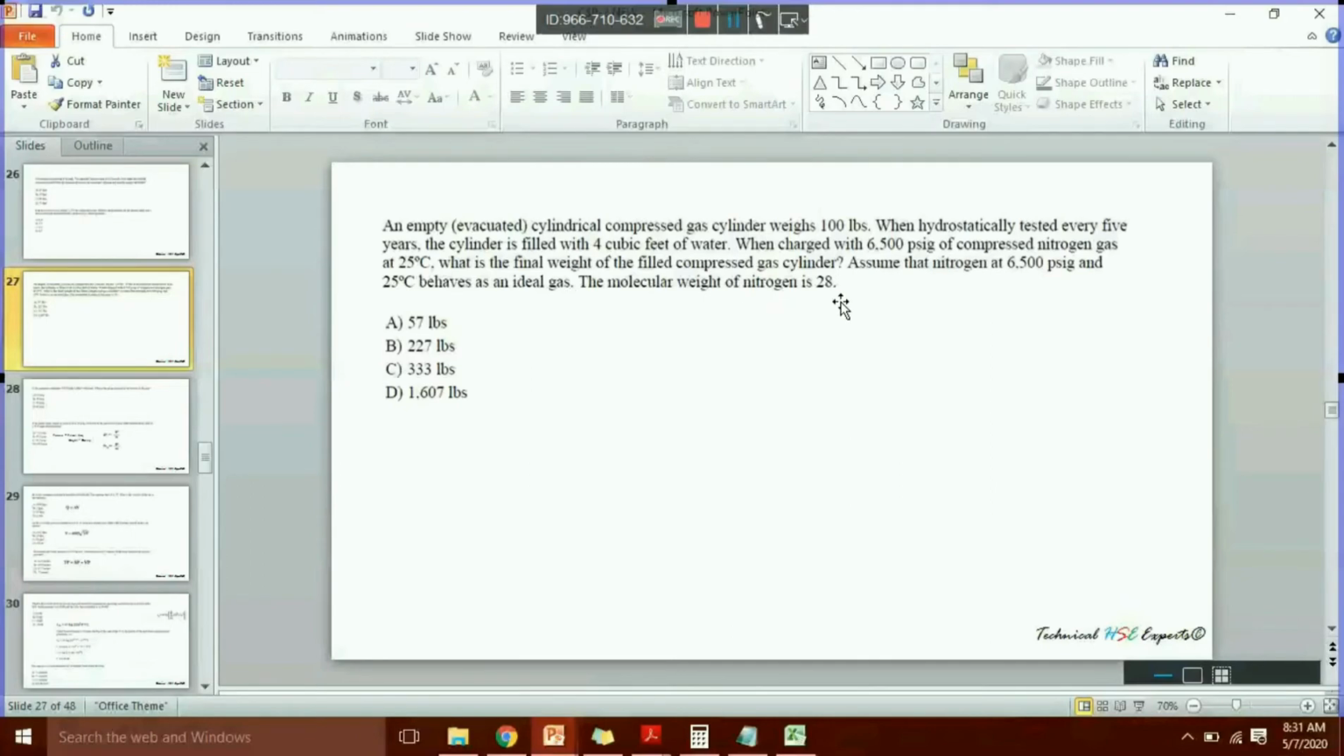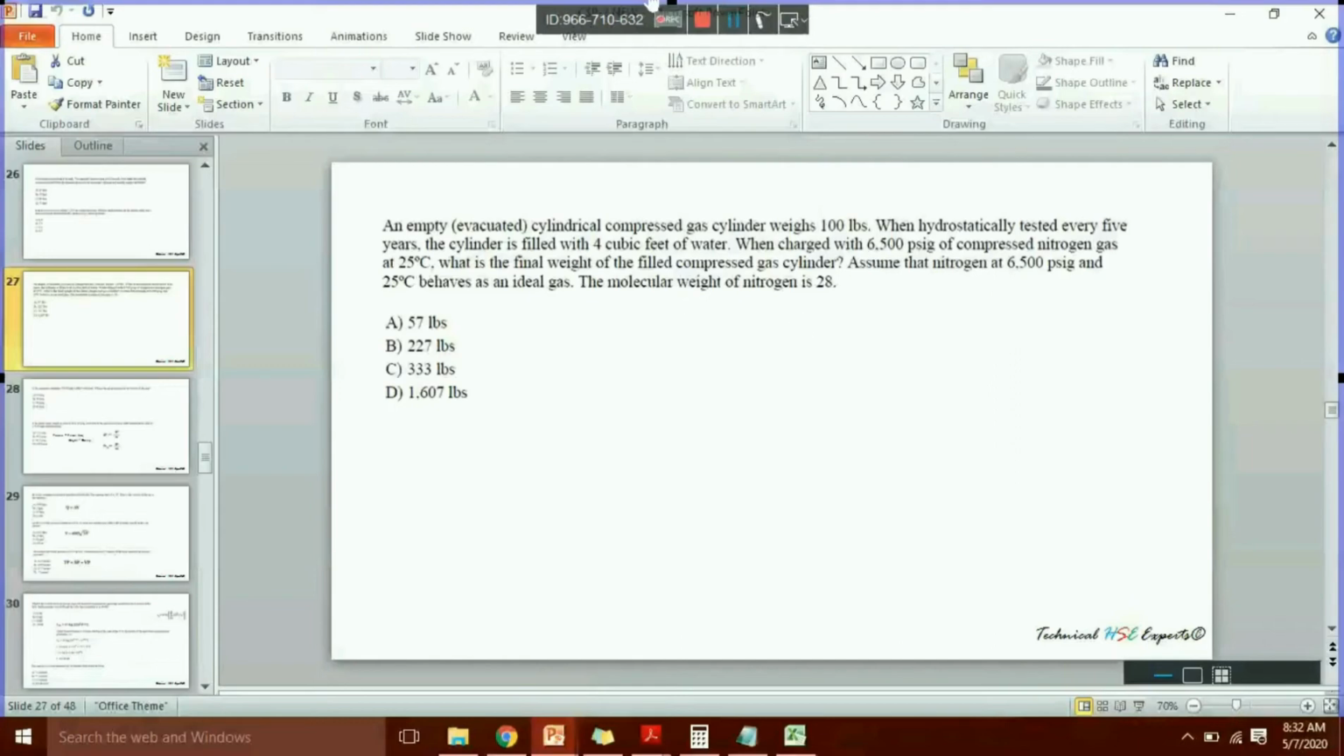So basically, the empty cylinder has a weight of 100 pounds. Every 5 years they do hydrostatic testing. While doing the hydrostatic test, they fill this cylinder with 4 cubic feet of water and pressurize it with nitrogen. So this is the logic behind this question, and they are asking what will be the weight of the cylinder while filling. We will go with the same formula, PV equals nRT.